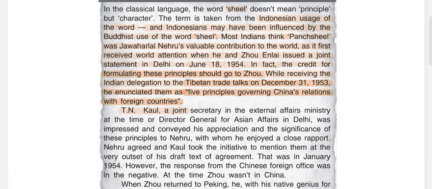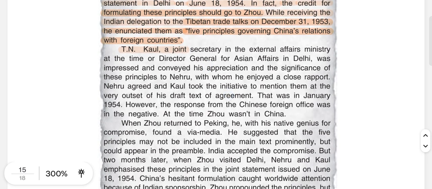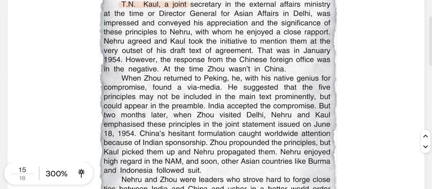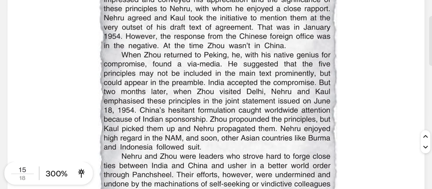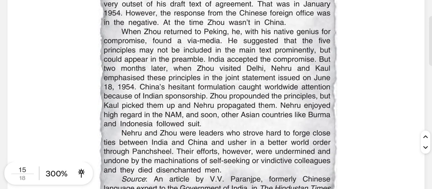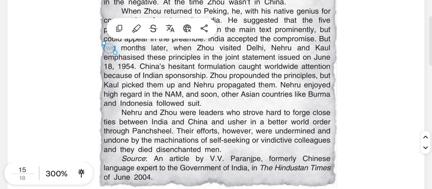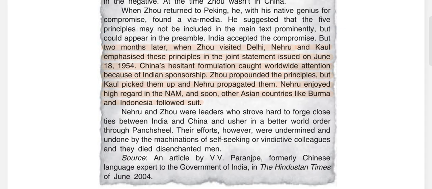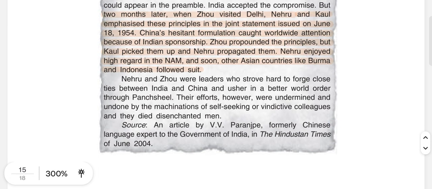However, the response from the Chinese Foreign Office was in the negative. At the time, Zhou wasn't in China. When Zhou returned to Peking, he, with his native genius for compromise, found a via media. He suggested that the 5 principles may not be included in the main text prominently, but could appear in the preamble. India accepted the compromise. But months later, when Zhou visited Delhi, Nehru and Kal emphasized these principles in the joint statement issued on June 18, 1954. China's hesitant formulation caught worldwide attention because of Indian sponsorship. Zhou propounded the principles, but Kal picked them up and Nehru propagated them.